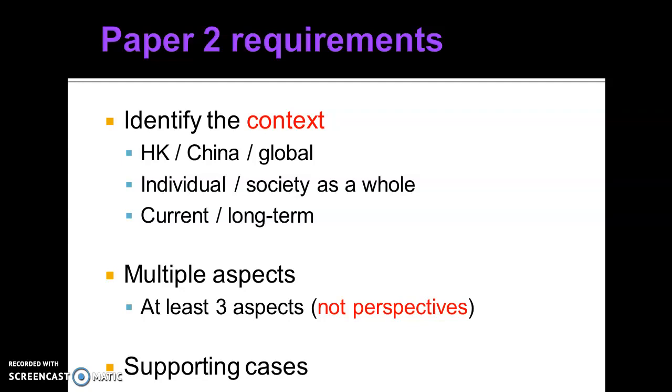Usually this would be a hint or some background information, or at least one or two examples that you can give to justify your arguments. So remember, don't waste the information that you have at hand. But we are also looking for how you apply your own knowledge for paper 2.